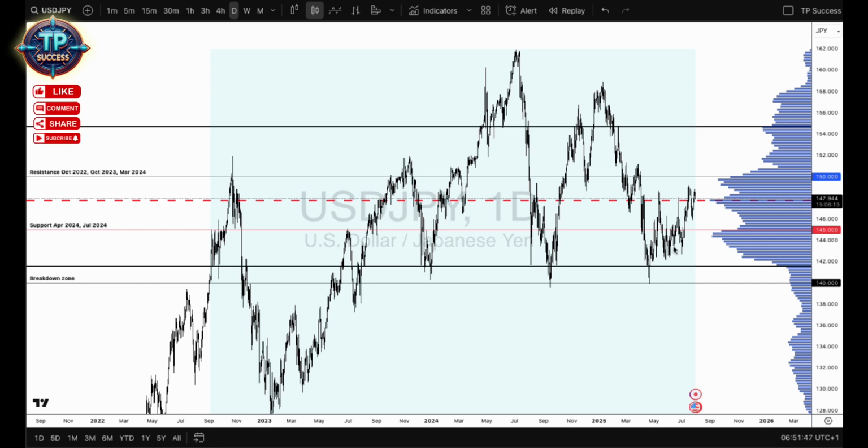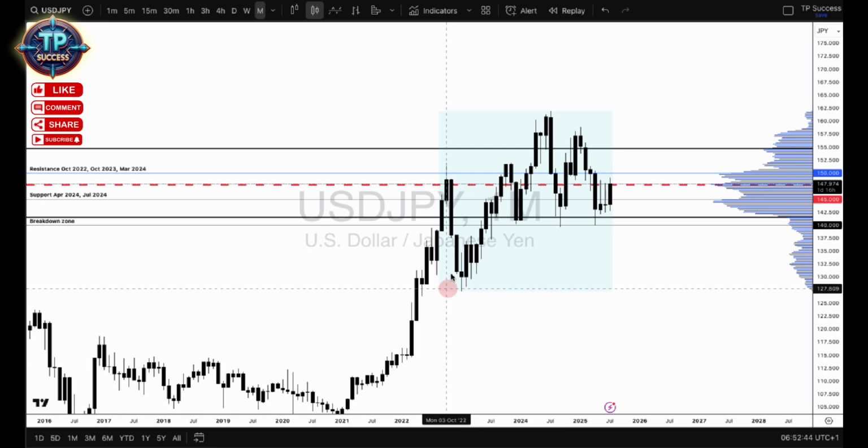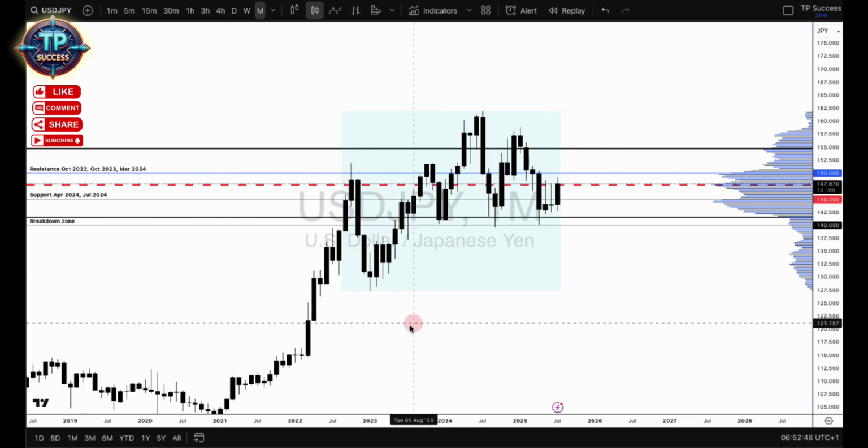So as it stands right now on this chart, what we're seeing is the resistance from October 2022, October 2023 and March 2024. Now this blue horizontal level that I've drawn here goes all the way back to 2022, right? So we've got these levels all marked out here for you to see.